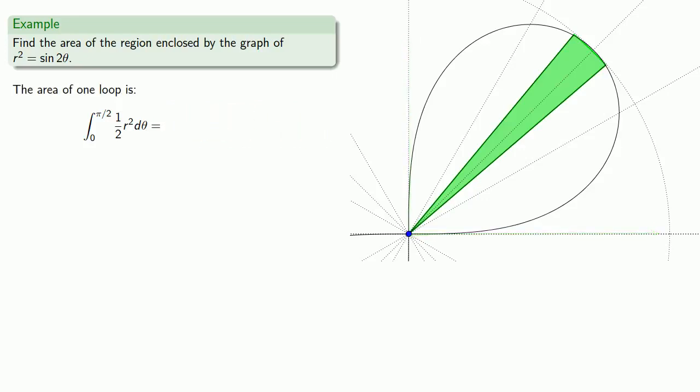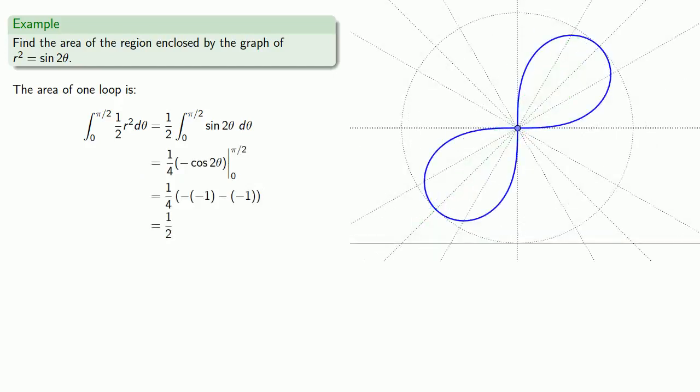Since our differential variable is theta, that is the only allowable variable, so we'll need to replace this r with some function of theta. Fortunately, we know that r squared equals sine of 2 theta, so we can make that substitution. And now we can evaluate our integral. So remember, this is just the area of one loop. Since there are two loops, the area is 2 times a half, or 1.